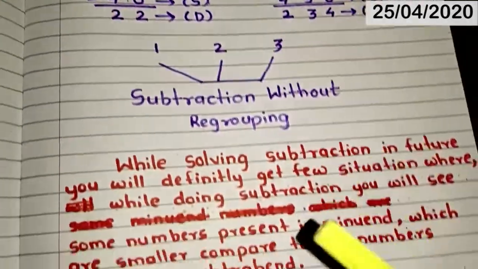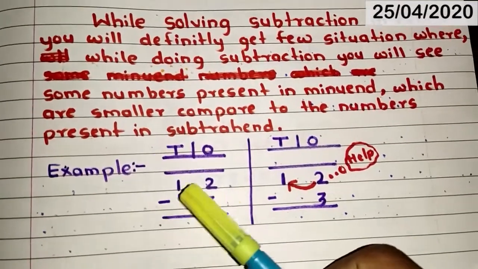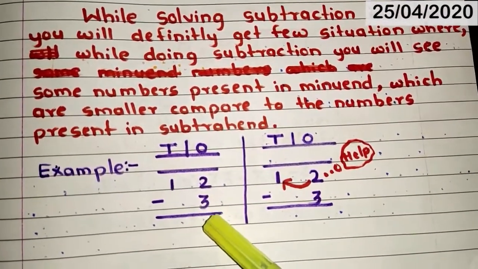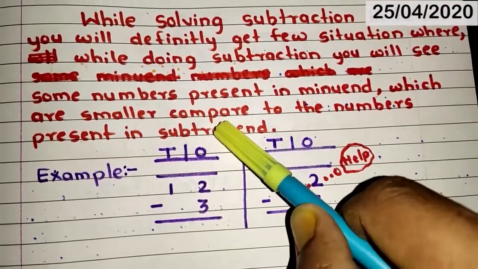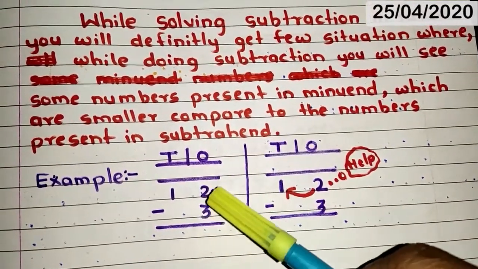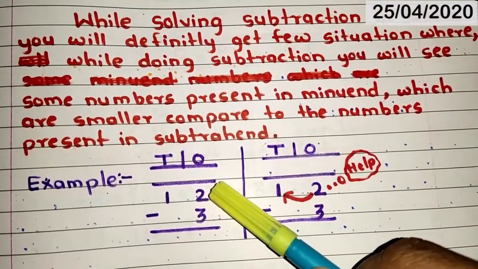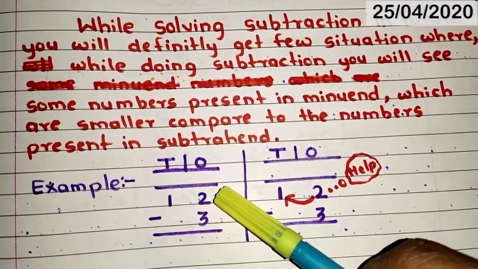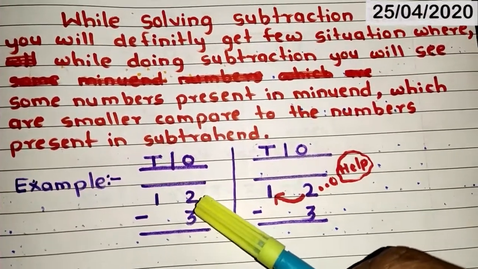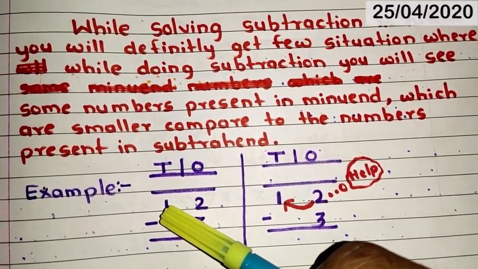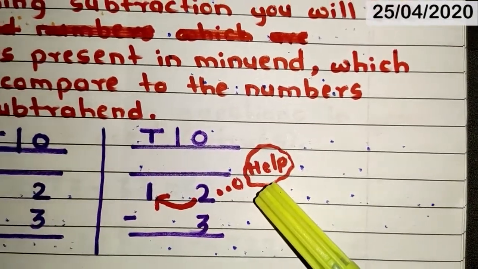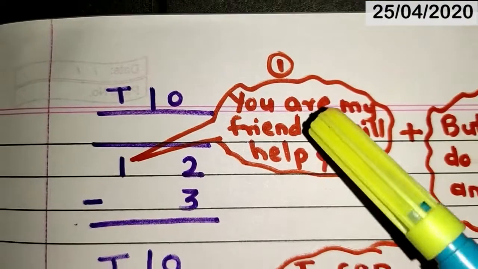So how are we supposed to do the calculation? Now see, suppose the example 12 minus 3. Here we are subtracting this 3 which is on the ones place, from the minuend's ones place. Our minuend digit is 2, which is smaller than the subtrahend digit. So what do we need to do? This 2 will go to his friend 1, which is on the tens place, and ask, help me, help me.